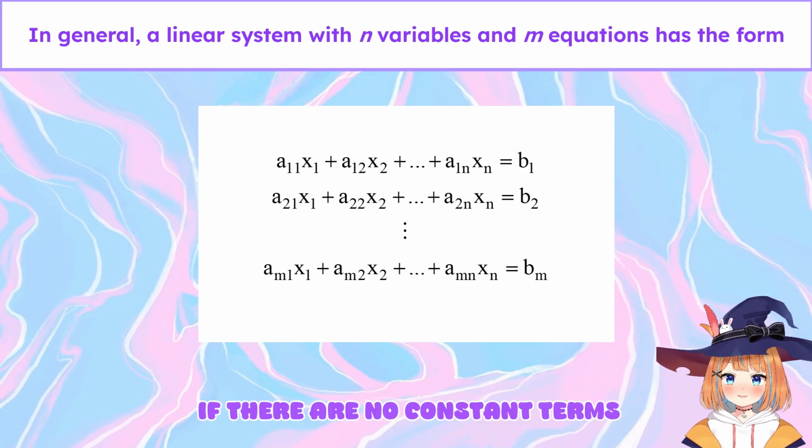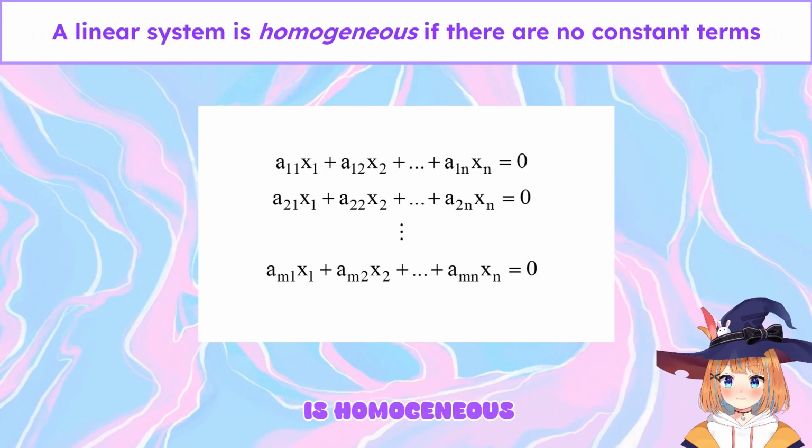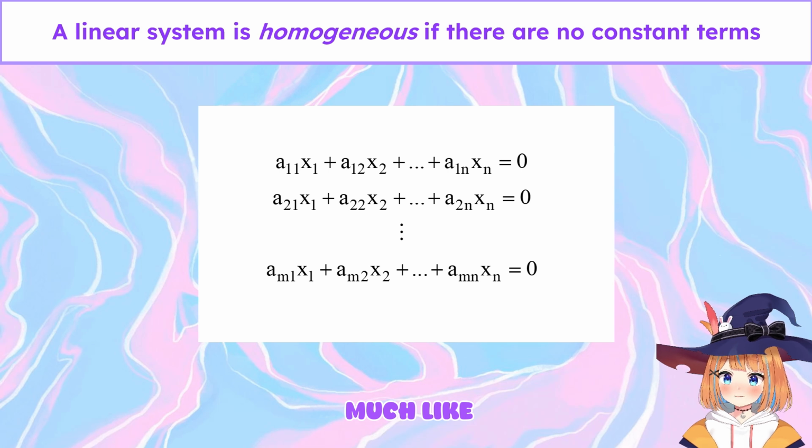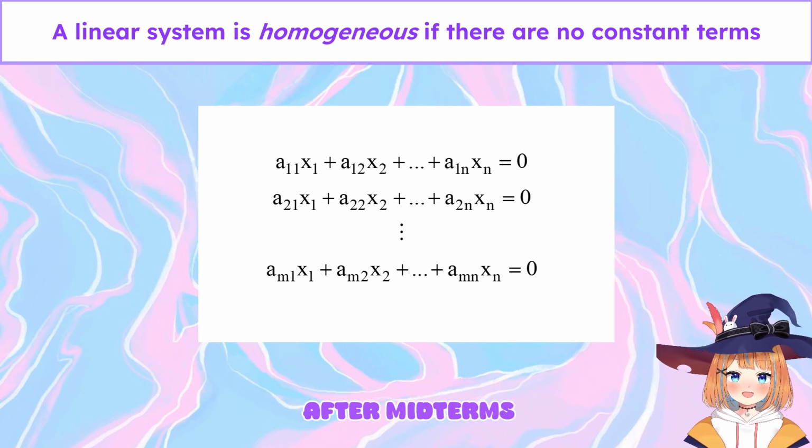If there are no constant terms, a linear system is homogeneous. It means the equations are all just floating around in math limbo, much like your GPA after midterms.